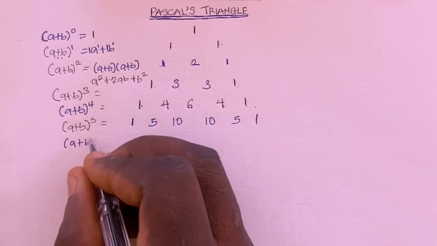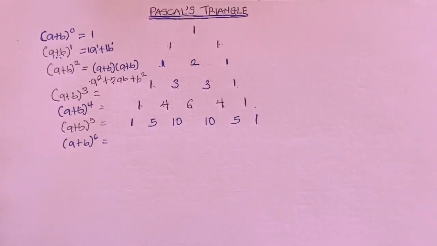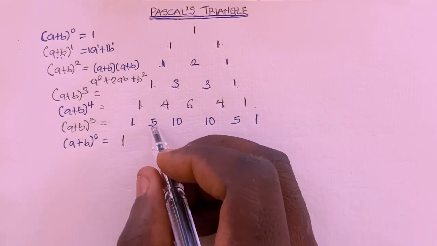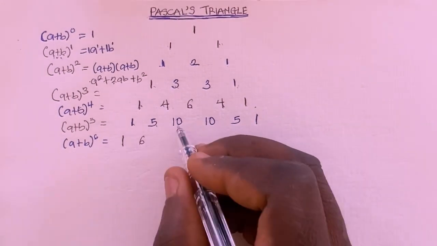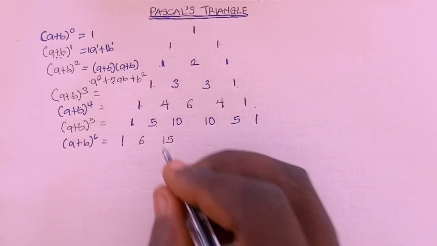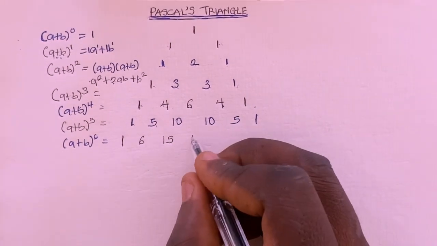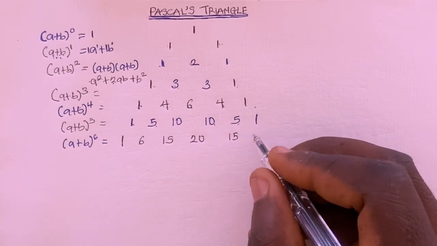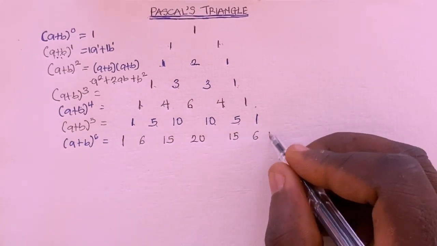Then after that, let's say I have another one, which is (a + b) raised to power 6. In this case, I bring the 1 down, followed by 1 plus 5, which is 6, 5 plus 10, which is 15, 10 plus 10, which gives me 20, then 10 plus 5, which is 15, then 5 plus 1, which is 6. Then I bring this 1 down.